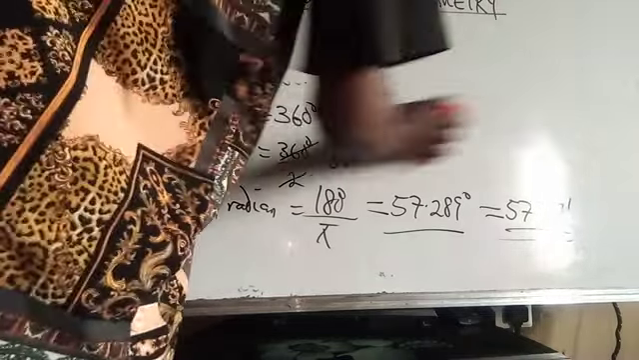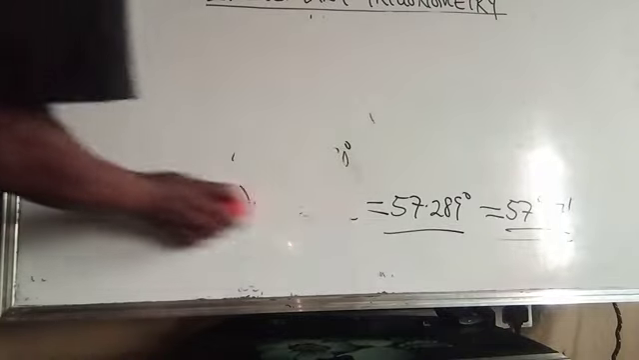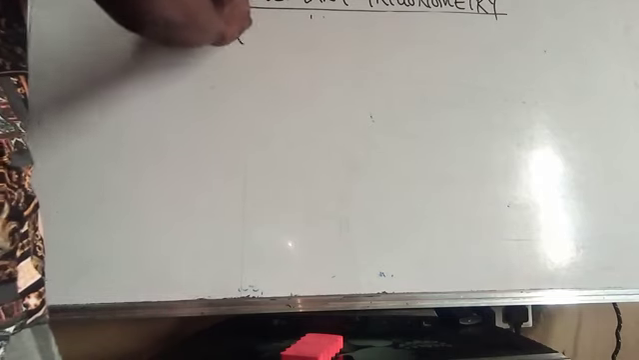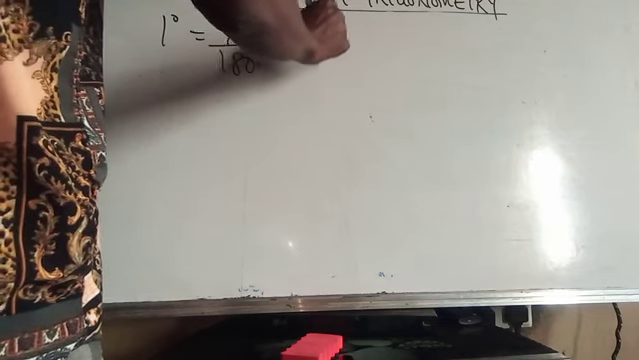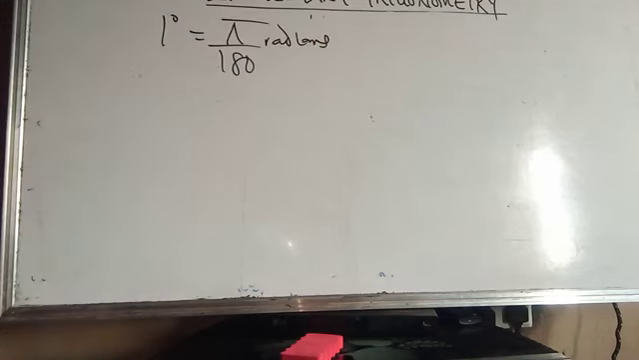Now let's look at how to convert from degree to radian. 1 degree is equal to pi all over 180 radians. So take note of all this conversion, because we are going to use them later. Now let's look at an example.